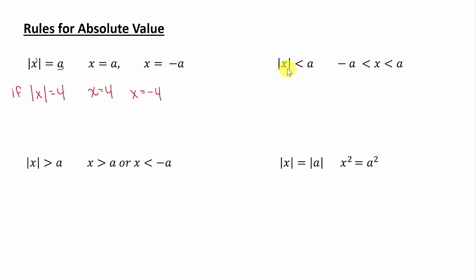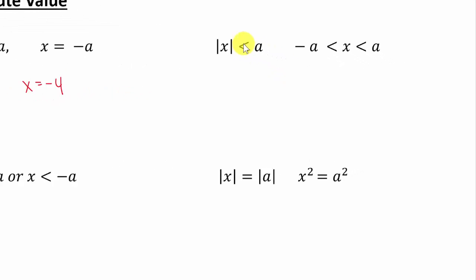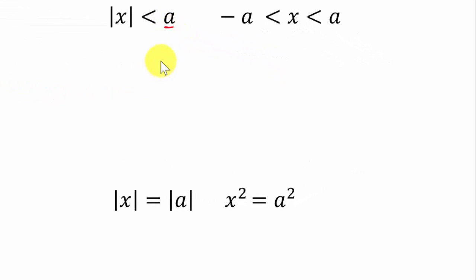Now, here you see we have a less than symbol. So if the absolute value of x is less than some constant a, what we're going to do is set it up like this. We're going to take the opposite of a, the negative version, and put it on the left. And we're going to say that that value is less than x, which is less than a.